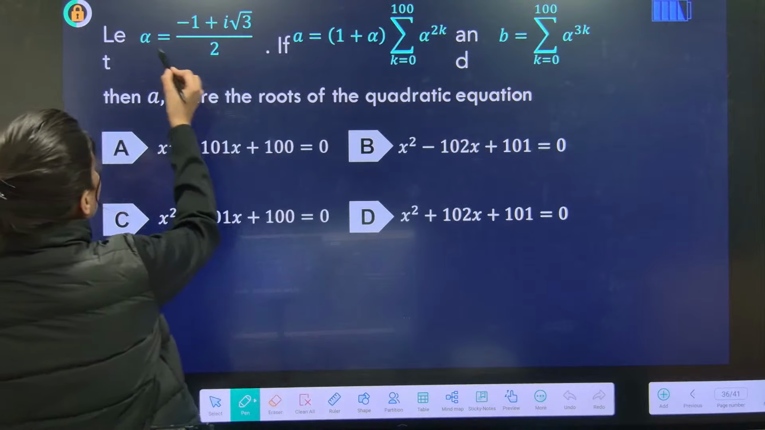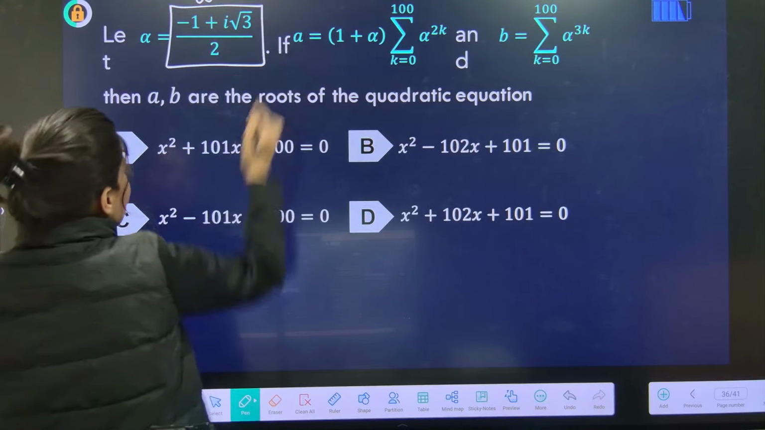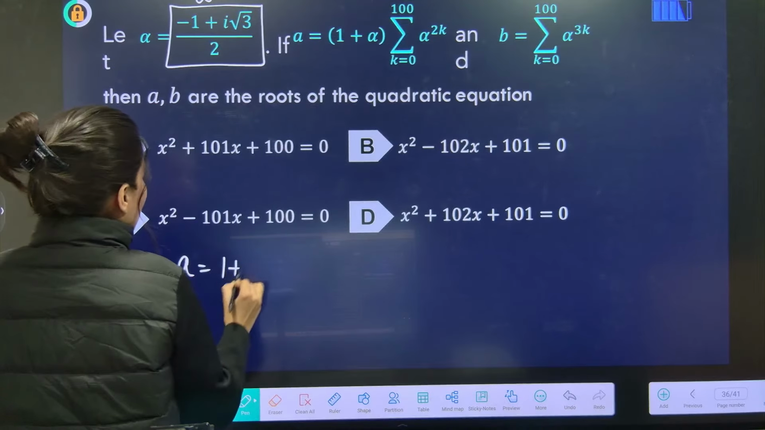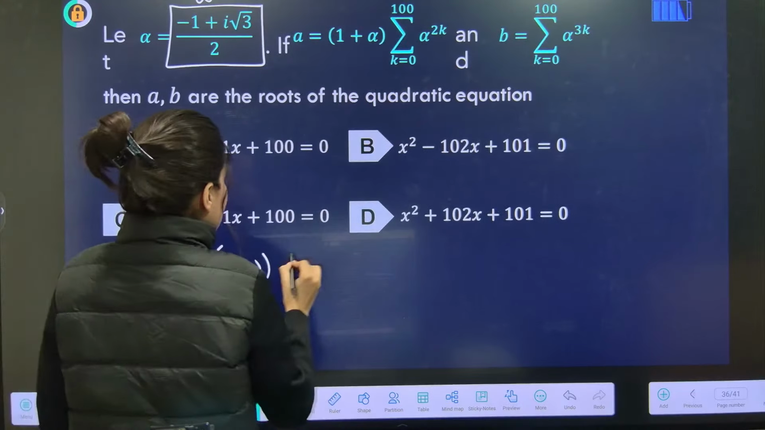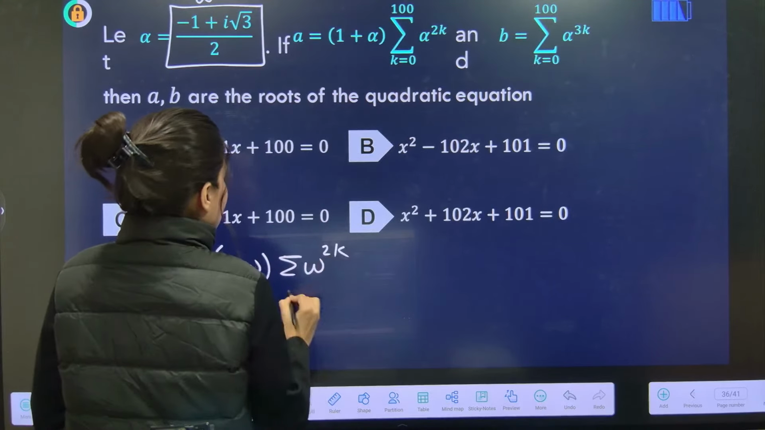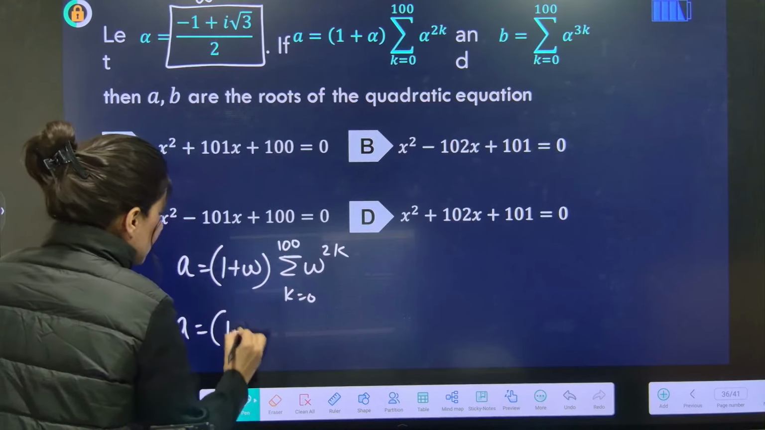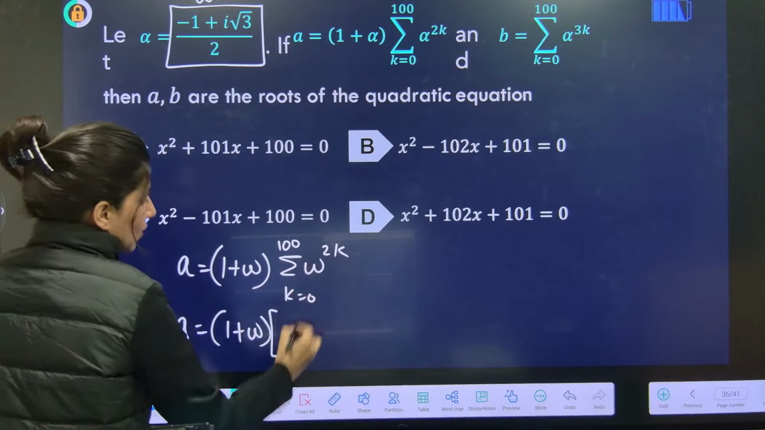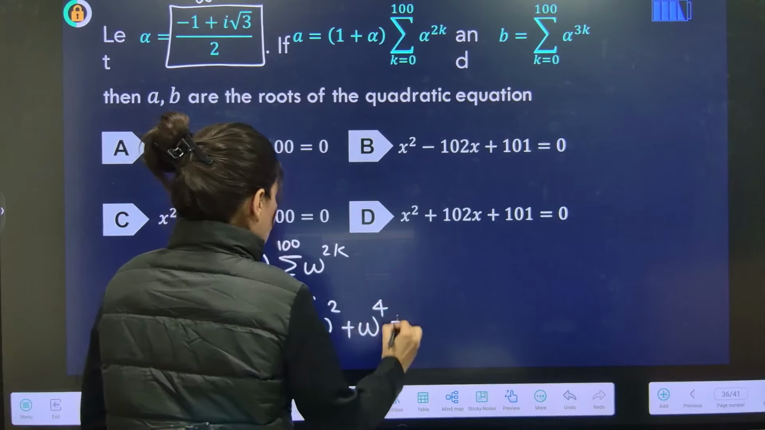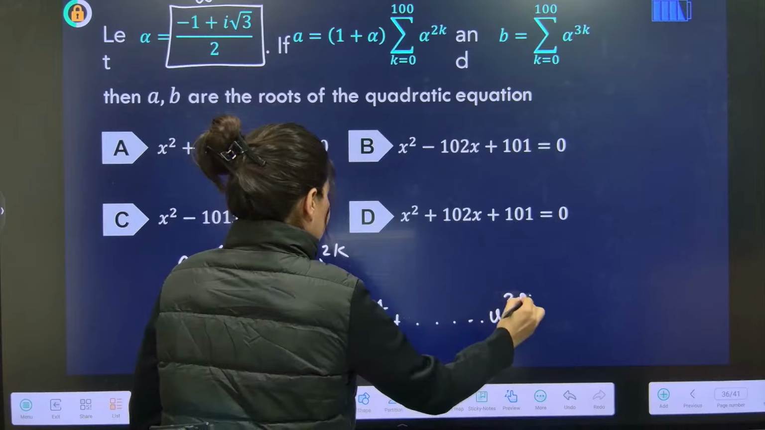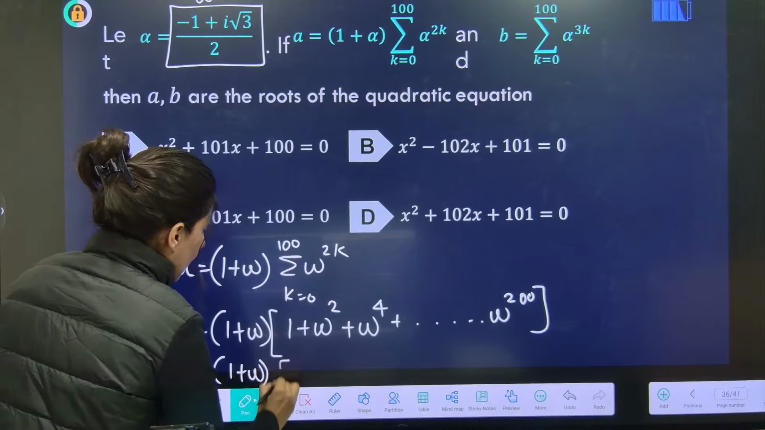Anyway, now can you recognize what this is? This looks like omega, correct? So A is nothing but 1 plus omega, which is there already, plus sigma omega power 2k, k equals 0 to 100. Now let's start with 0. So 1 plus omega power 2 plus omega power 4 and so on, all the way up to omega power 200. Let's see now.